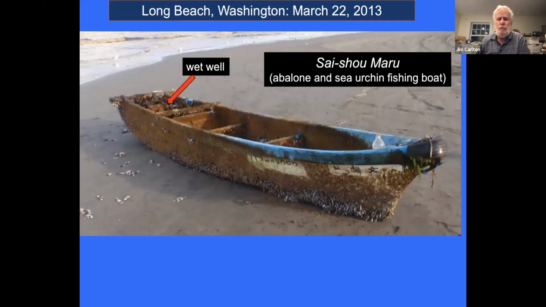This is the Saishu Maru, an abalone and sea urchin fishing boat. We interviewed the owner of the vessel from Aomori Prefecture, as you can see. Most vessels turned upside down as they came across. The Saishu Maru managed to cross the entire Pacific right side up. And there's a wet well in the back for the abalone and sea urchins after you collect them.